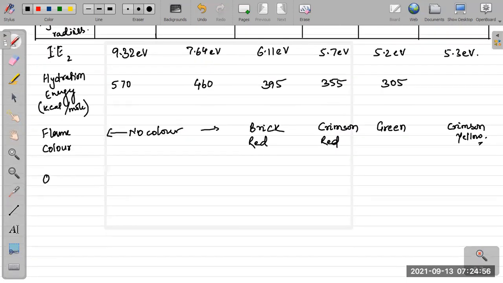Oxidation potential for them, in volt, is 1.85, 2.37, 2.87, 2.89, 2.90. ऑक्सीडेशन पोटेंशियल का मतलब क्या है? How easily can it lose its electron?